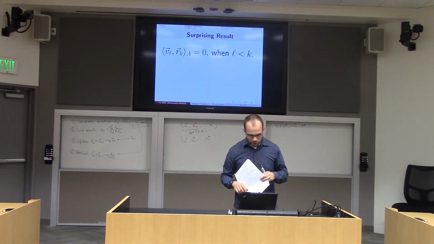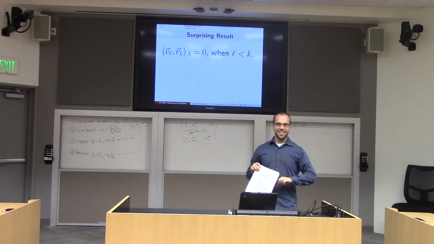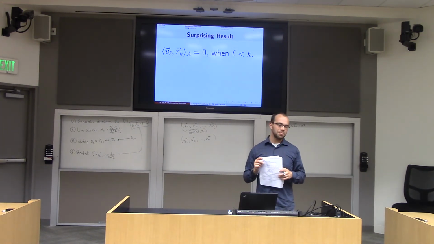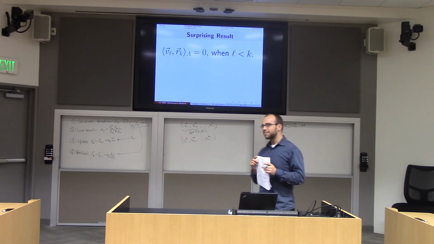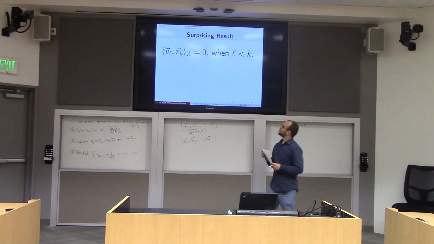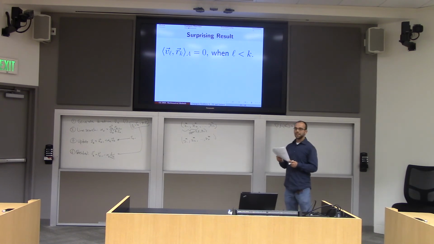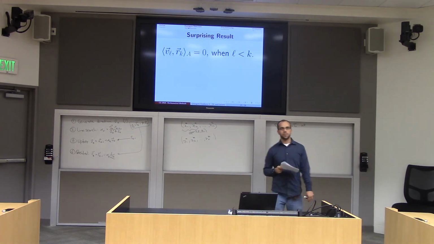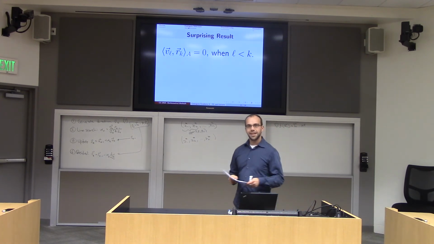Okay, cool. So here is the result that is not difficult, but just easy to get wrong: the A inner product of v_L and r_K, the Lth search direction and the Kth residual, is equal to 0 whenever L is less than K. Remember, I warned you in the last lecture we have two different inner products. Do you remember what they are?